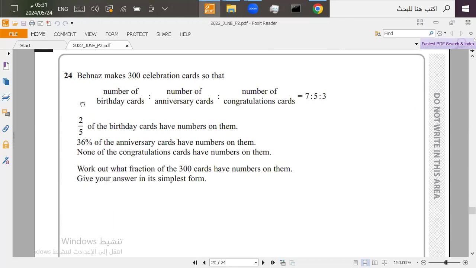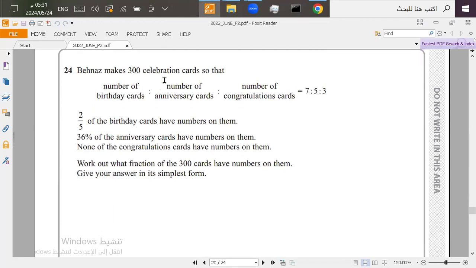Question 24. Pinhas makes 300 celebration cards so that the number of birthday cards to the number of anniversary cards to the number of congratulation cards equals 7 to 5 to 3. So all of them are 300. This is the ratio that we are using.